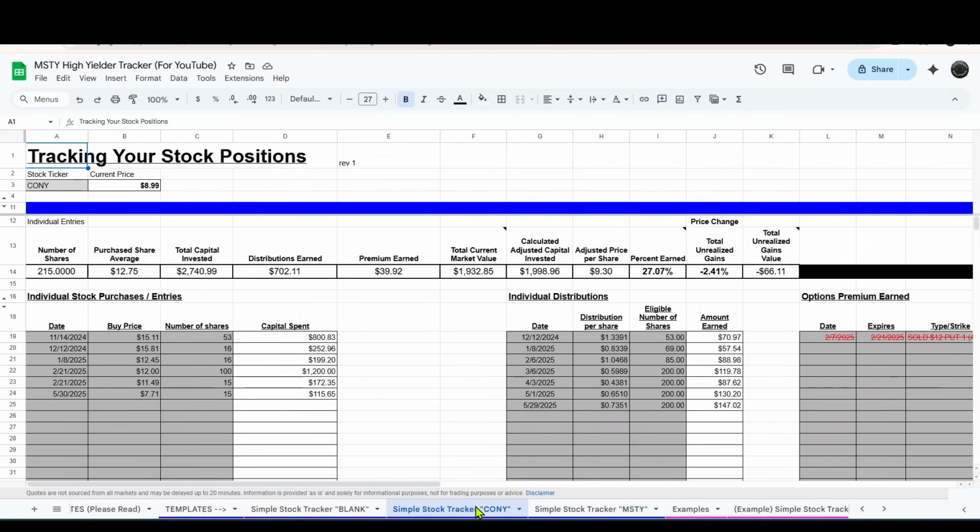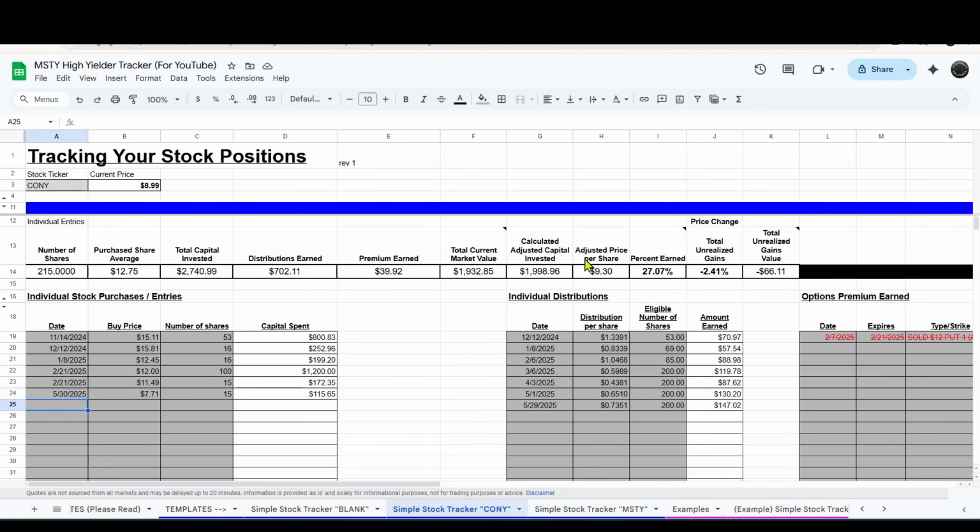So on CONY here, I'll just enter in my new purchase just to see what my purchase price per share changes to. It's currently at $12.75, and my real price per share here being $9.30. So let's just see what happens whenever I purchase my 10 shares at $9. And since it's below both of these, they both will go down. And that's always something that you want to try to do. If you can buy below your adjusted price per share, that's great.